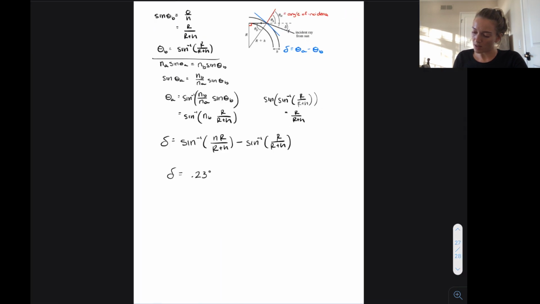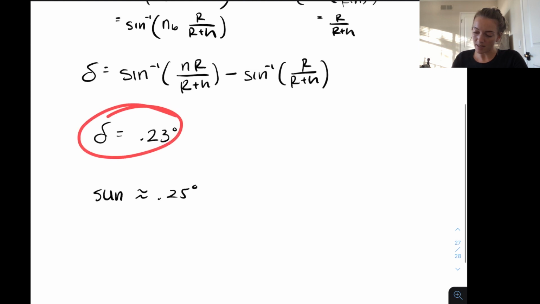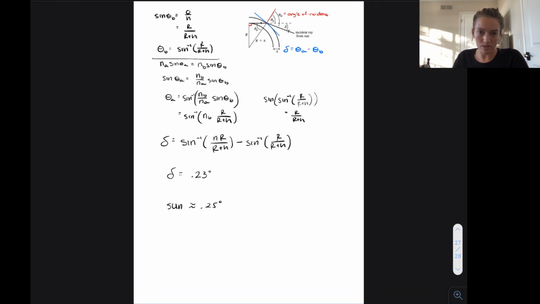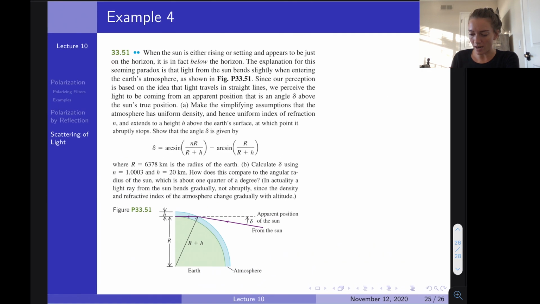So if the sun is about 0.25 degrees and this delta here is 0.23 degrees, those are almost the same. So what this is telling us is that this delta, the difference in the apparent position of the sun from where the sun actually is, is essentially the same size as the sun itself to our eyes from Earth.